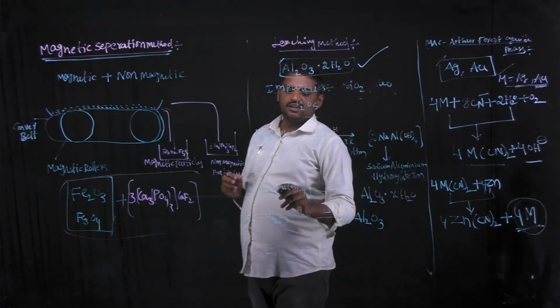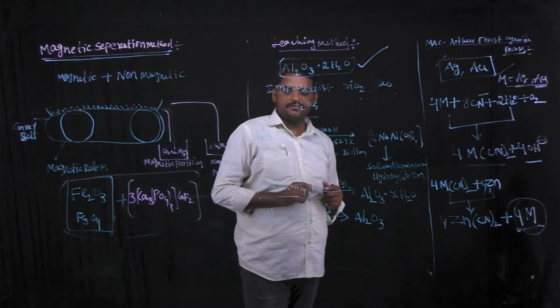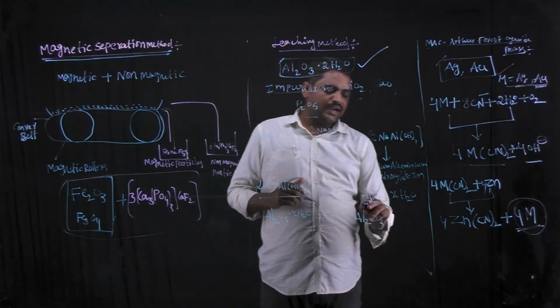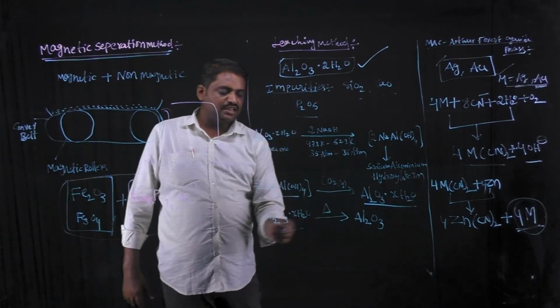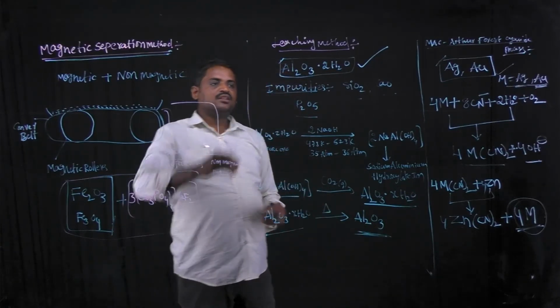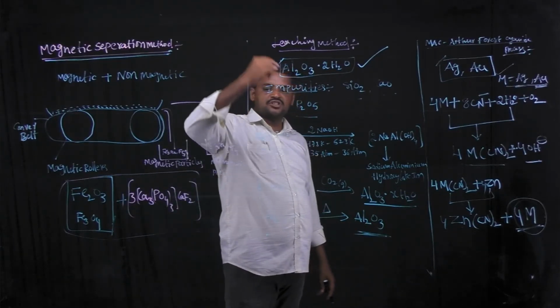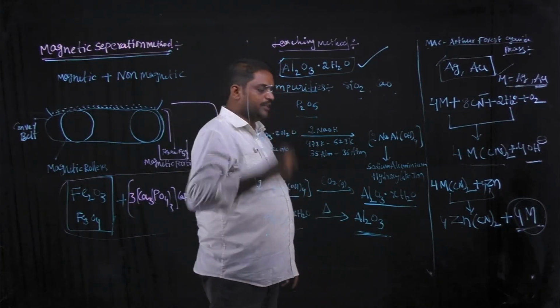This sodium aluminum hydroxylate ion reacts with carbon dioxide and is converted to hydrated aluminum oxide. The hydrated aluminum oxide is heated to produce pure aluminum oxide. Okay, this process is observed. Some chemicals are involved, and on that basis, this is known as a chemical method.